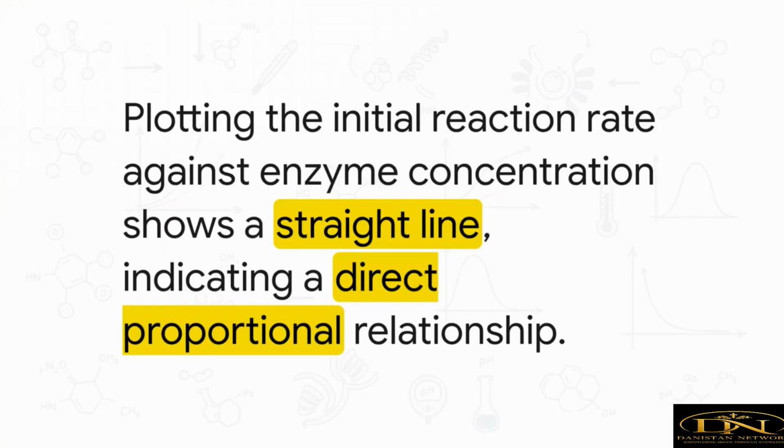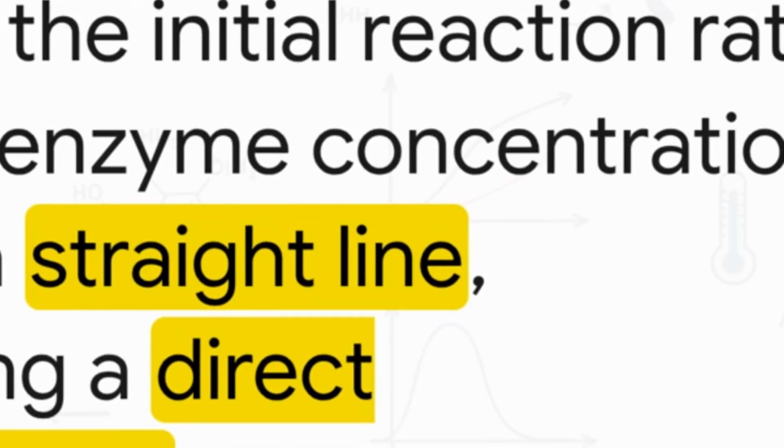And when you actually plot this on a graph, you get a perfectly straight line. The relationship is what we call directly proportional. If you double the number of enzymes, you double the reaction rate. Simple as that. Of course, that's assuming you have plenty of substrate to keep them all busy.